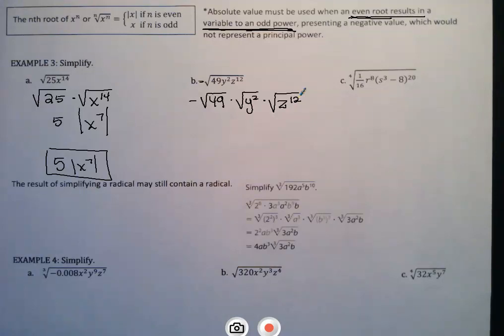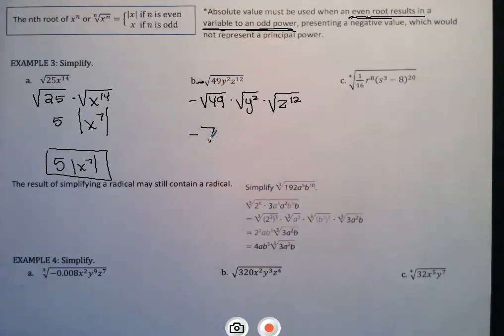No, it's just going to stay. It just stays in the front outside. It's not being distributed. We have to do what's inside or underneath the radical first, just like in parentheses. We do all the stuff in the parentheses first and then apply the negative. Well, I mean, you would write the negative outside of the y. Okay. Yeah, so it's going to be negative 7, I heard.